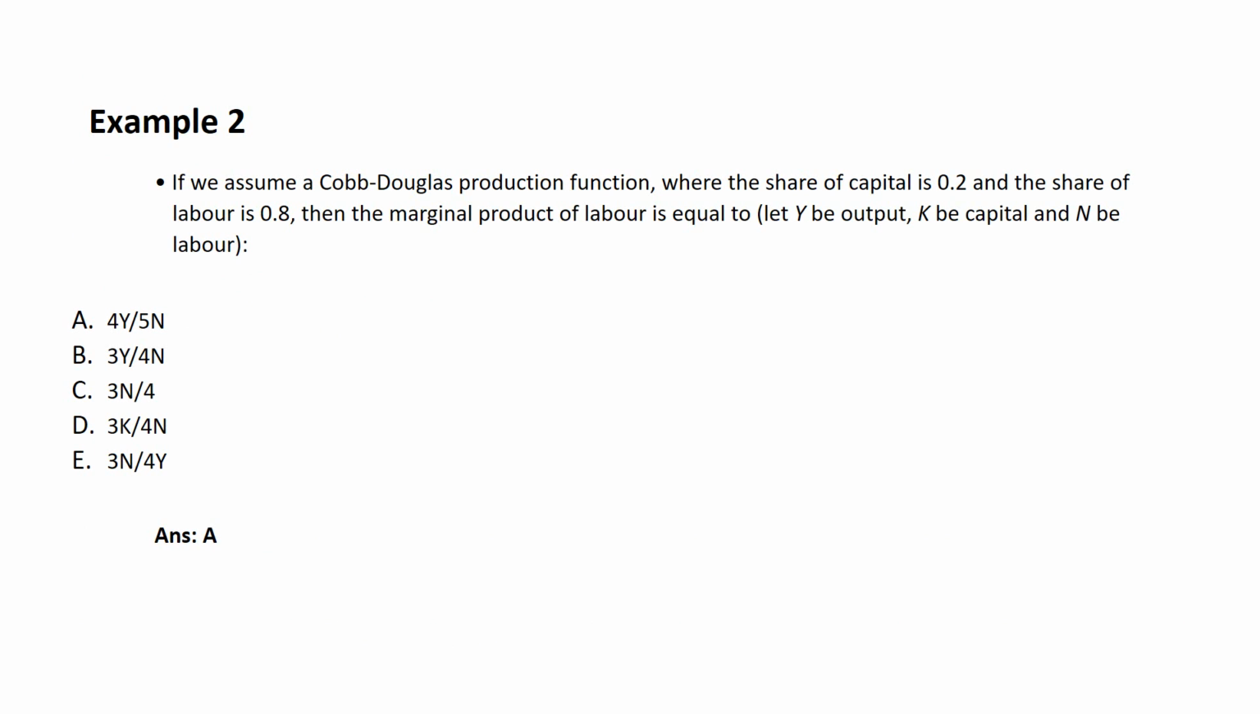So the second example that we're going to go through says if we assume a Cobb-Douglas production function where the share of capital is 0.2 and the share of labor is 0.8, then the marginal product of labor is equal to, okay, so we need to work out what the marginal product of labor is equal to. So I'm just going to write those things down. The share of capital is 0.2, the share of labor is then 0.8, and you are asked what is the marginal product of labor. Okay.